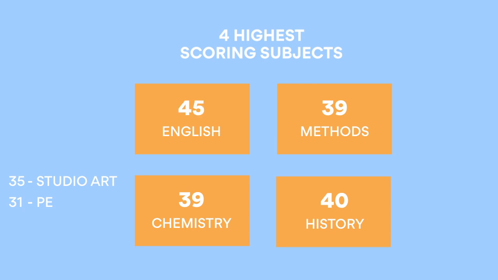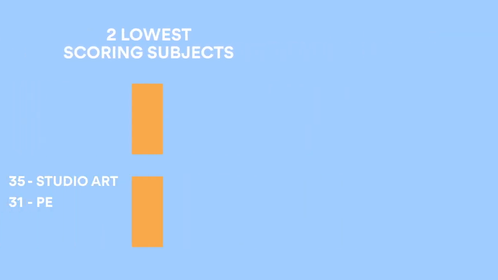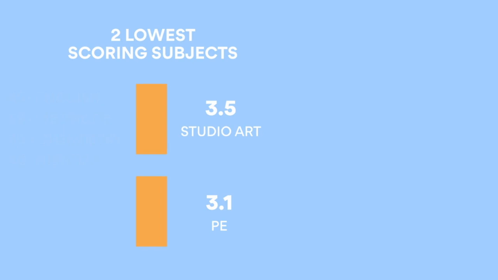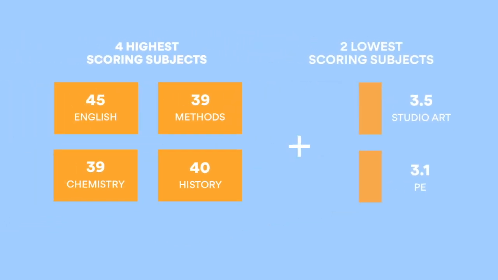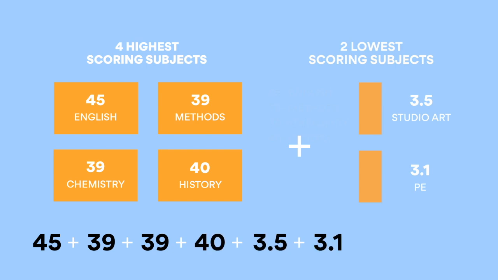Therefore, 45 plus 39 plus 39 plus 40. However, we're not quite done yet. Let's look at your bottom 2 subjects. The 2 lowest scoring subjects are studio art and PE. Only 10% of your final study score is added to your ATAR if they fall in the bottom 2 subjects, so 3.5 and 3.1. The total sum we have now is 45, 39, 39, 40, 3.5, 3.1, totaling 169.6. This final score is your aggregate score, which is what is used to rank you.